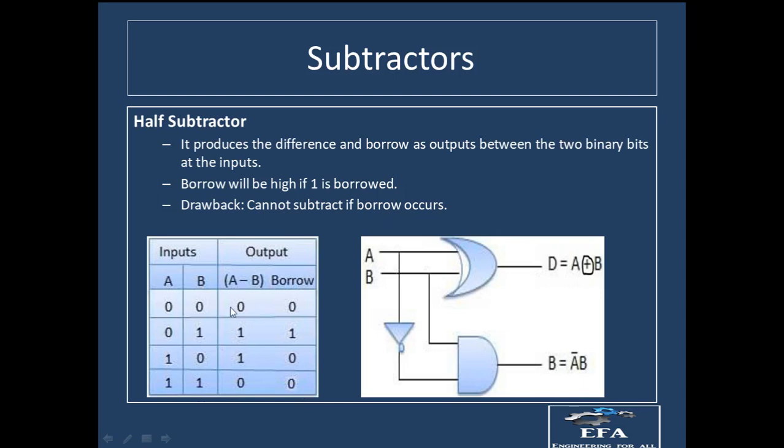Okay, so again you can see that this difference part is again an XOR gate, right? So we can put an XOR gate and give A and B into it. So we'll have difference equal to A XOR B.